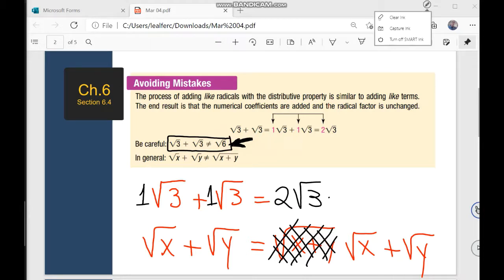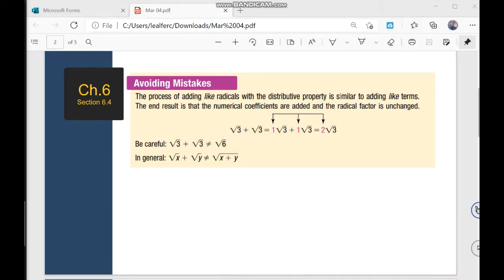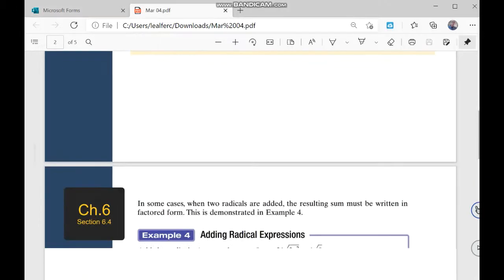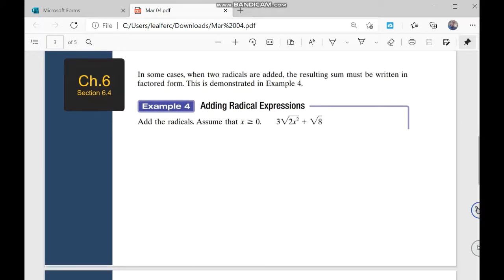Don't fall for these tricks, for these mistakes. Let's move to the next thing. Today I'm going to show you an addition. It can be a subtraction, addition or subtraction. But today I think is one of the hardest kind of questions you will find about addition and subtraction, right?